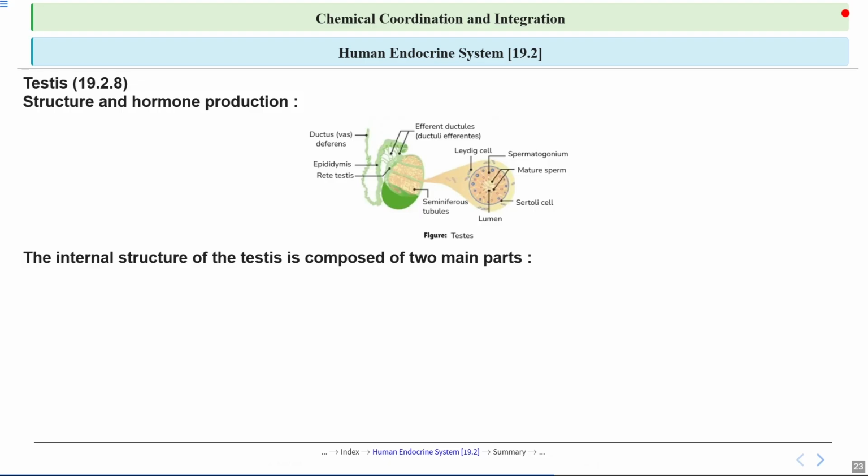These tubules are surrounded by supportive cells called Sertoli cells, and they are enclosed within the network of interstitial cells that produce testosterone. So let's talk about seminiferous tubules first. These are highly coiled tubes found in the testes where sperm are produced through a process called spermatogenesis. These tubules are lined with specialized cells that support and nourish the developing sperm cells, ensuring their proper function as well as maturation.